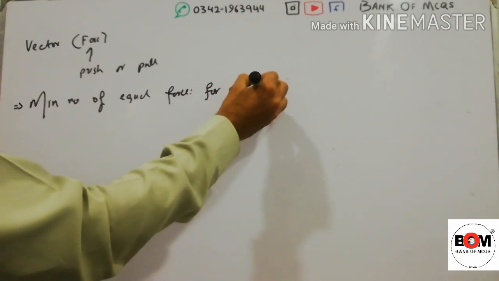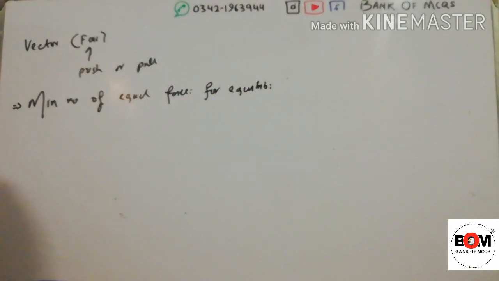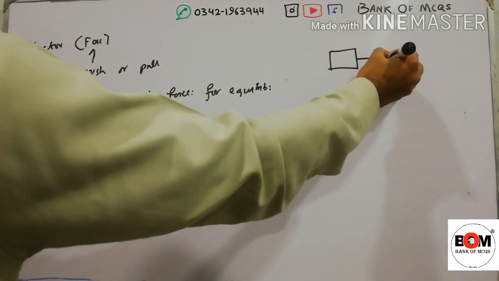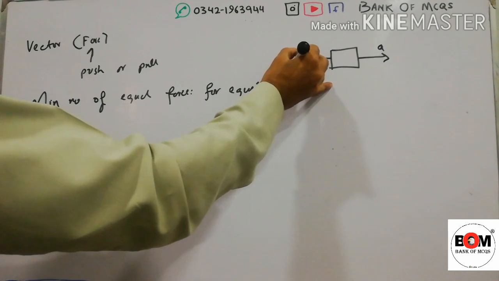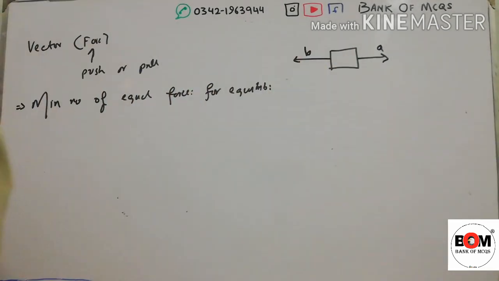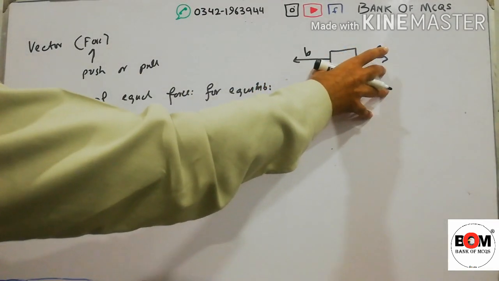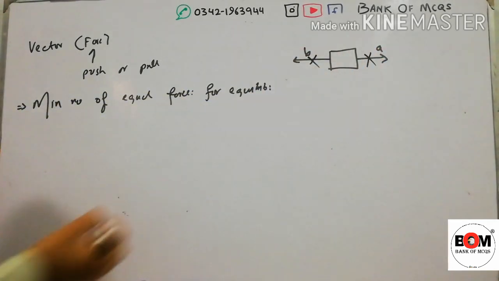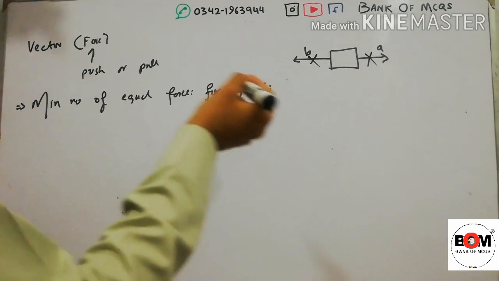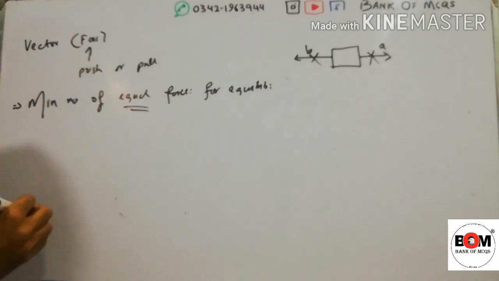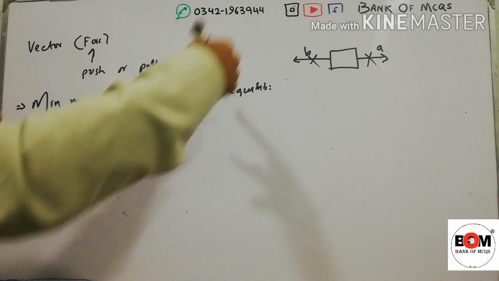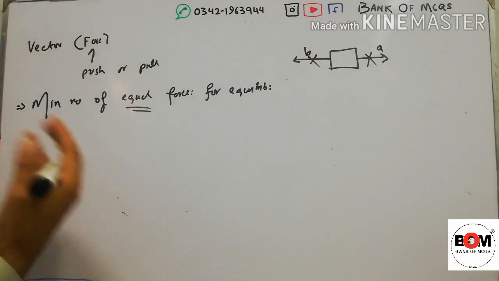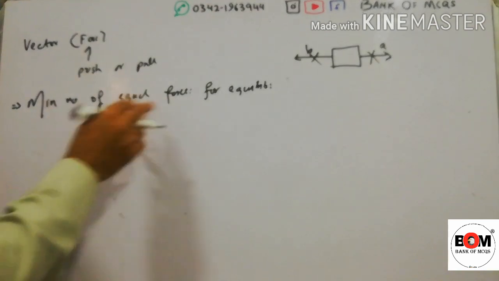Now this was equilibrium. Simply, if this is the body A, someone pulls it from the right side, and someone pulls it from the B side with the same force, meaning the same vector. They cancel the effect of each other, and the body is said to be in equilibrium. This is for equal forces. If two equal forces act opposite in direction, we can say that the body is in equilibrium.